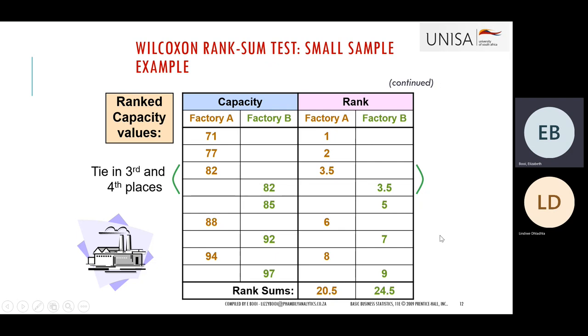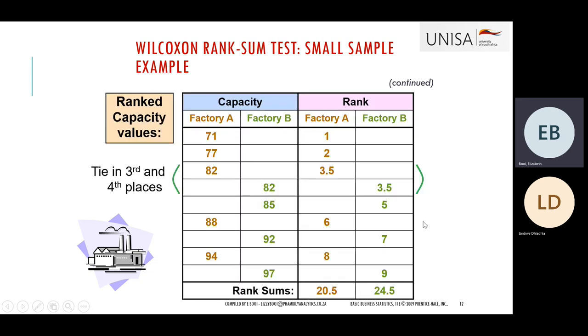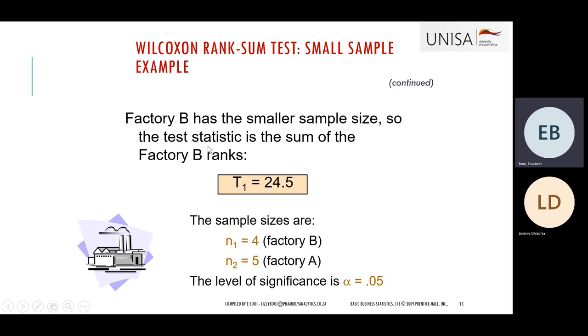Once we are done with the ranks, we select our test statistic. Now we need to determine which one will be our N1. Remember, N1 is the sample with the smallest size. Factory A has 1, 2, 3, 4, 5 values, and factory B has 4 values. Therefore, factory B will be our N1 and factory A will be our N2. Then our T1 will be the sum of the ranks from our N1, which is factory B, so it will be 24.5. That will be our test statistic.